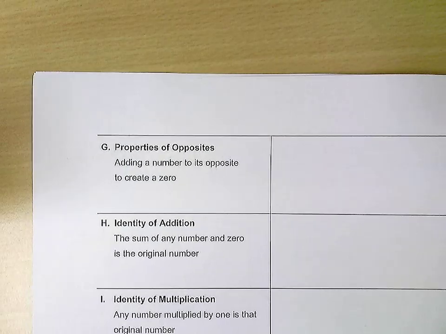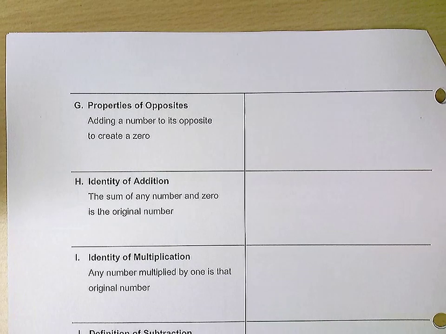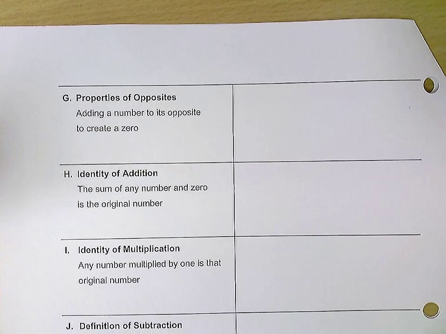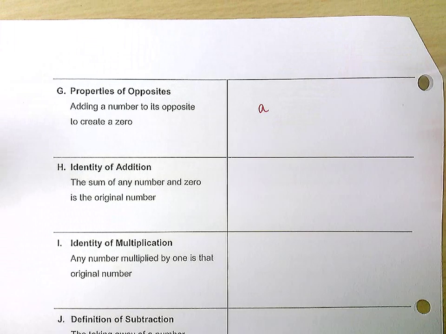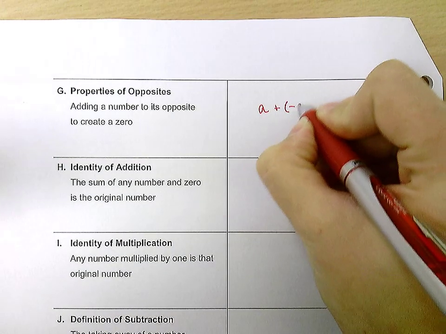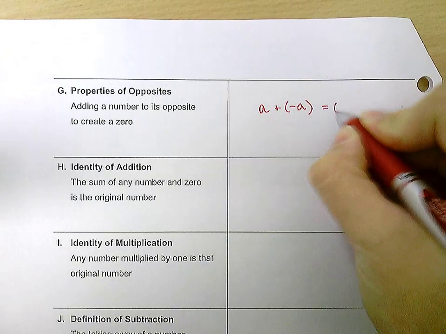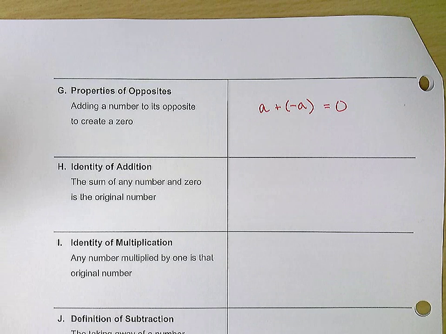All right, then we have properties of opposites. That's adding a number to its opposite to create a 0. So if I have any number, I'll just use a, and I add on its opposite, which would be negative a, I would end up with 0. Same thing with any number. So if I had a 4, if I added on negative 4, I would get a 0. That's the property of opposites. You end up with 0.